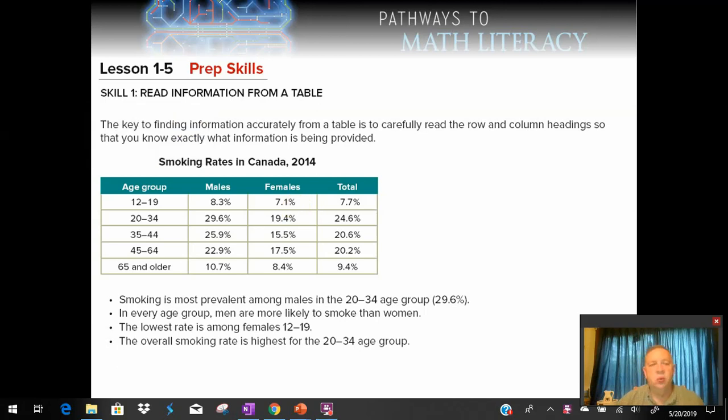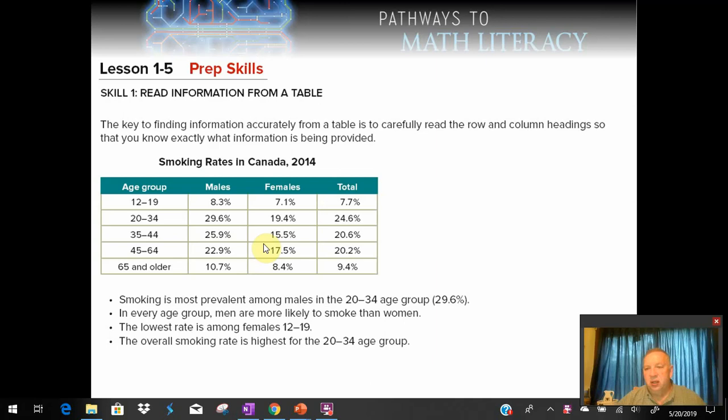Today's lesson is lesson 1.5. We're going to do some prep skills to get us started out. Skill 1 is reading information from a table. And our book is telling us that the key to finding information accurately from a table is to carefully read the row and column headings so that you know exactly what information is being provided.